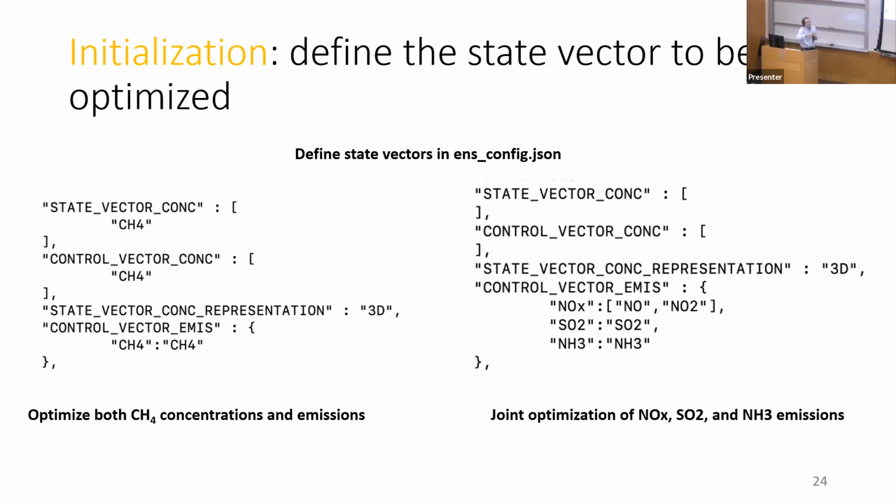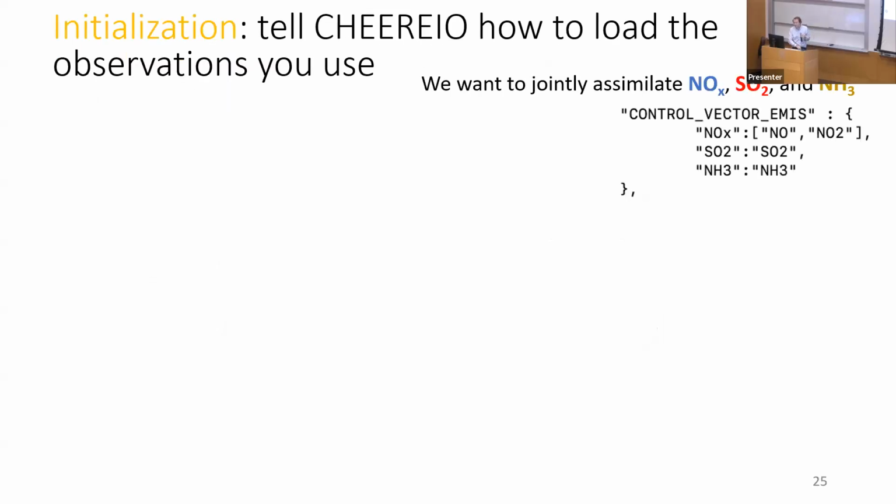So you can see that you can group species together. So NOx is NO plus NO2. You define it, but you can do anything. It doesn't need to be scientifically valid to be a valid configuration file, which is dangerous. So you need to make sure that you're thinking about it, that what you're optimizing makes sense. So here, that's how we've defined the problem.